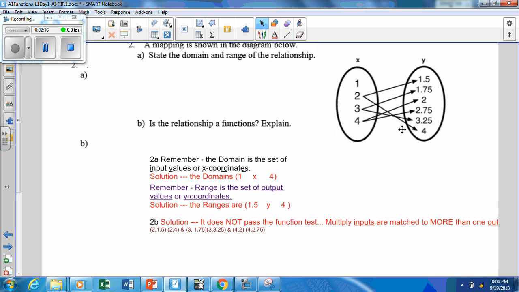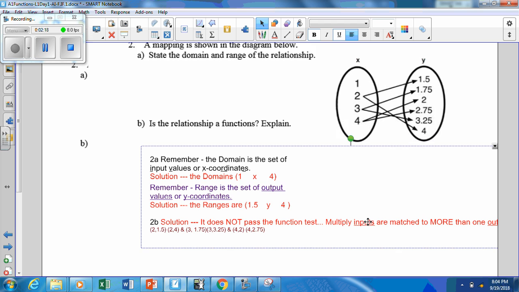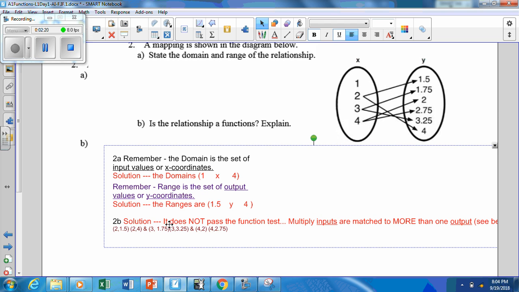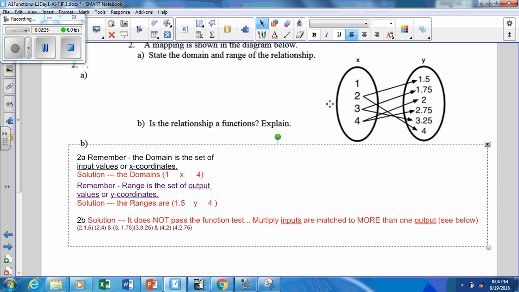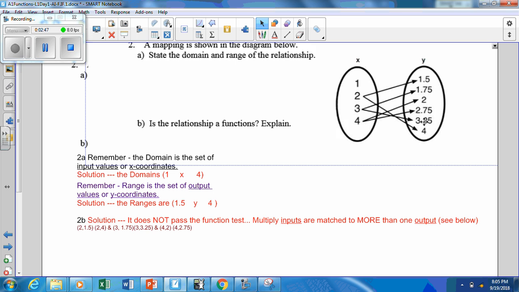Now, the key point that I think is important is this does not pass the function test. And the reason, as you can clearly see, is that multiple inputs are matched to more than one output. So we got 2 here matched to 1.5 and 4. And we already talked about this being a violation. Mr. McCrae can't have a birthday on one date and another birthday on another date. Okay? It simply doesn't pass the test. So the same way that 2 is in violation, so is 3, and so is 4.